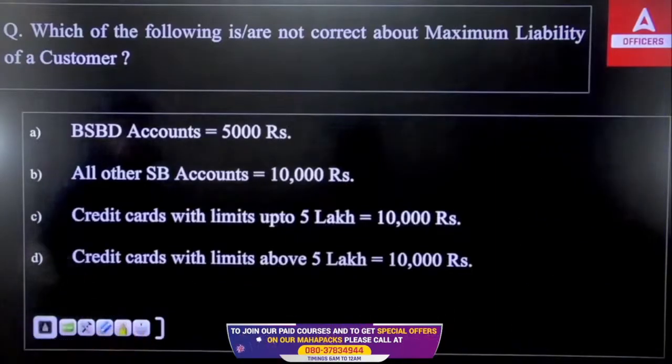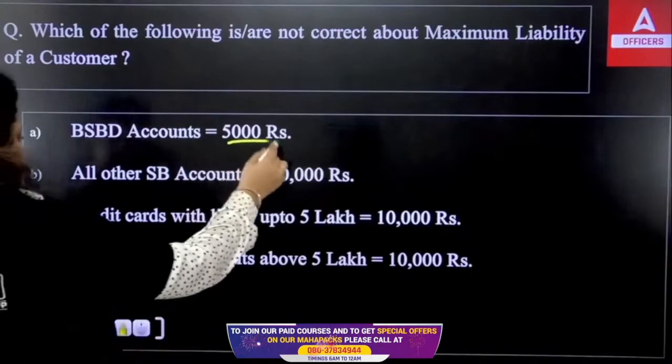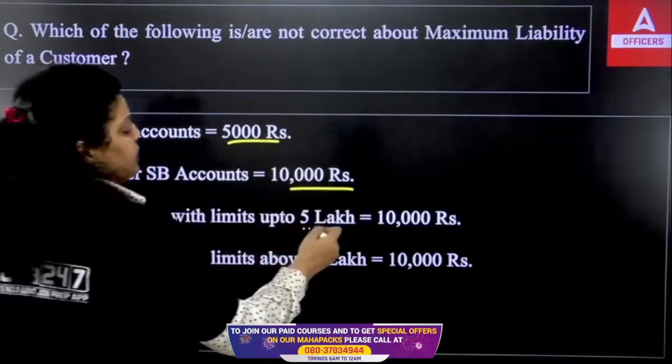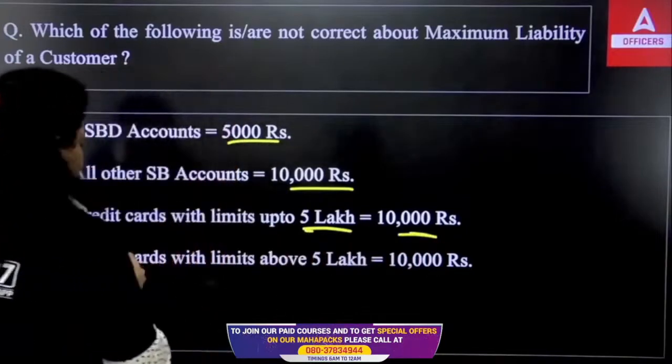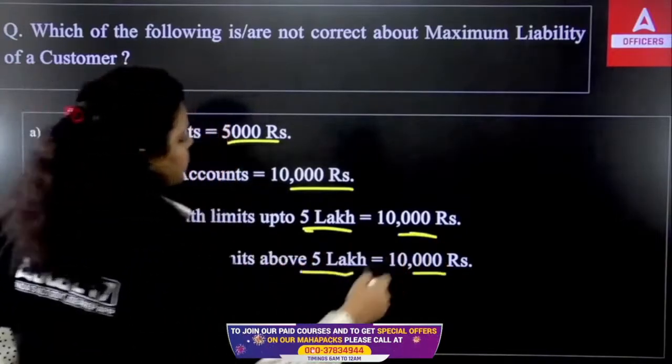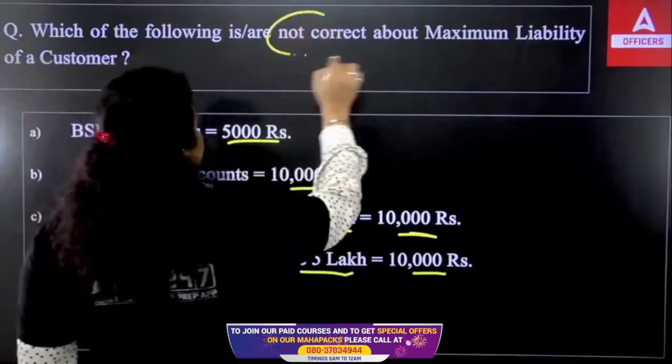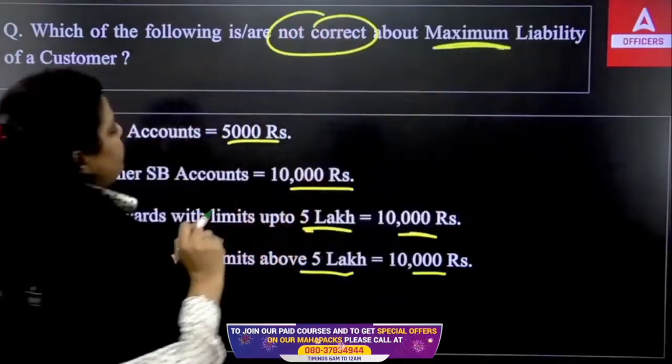First, BSBD account 5,000 rupees, all other savings bank account 10,000 rupees, credit card with limits up to 5 lakh 10,000, credit card with limit above 5 lakh 10,000. So what do you think, which of the following is not correct? We are talking about the liability of a customer.